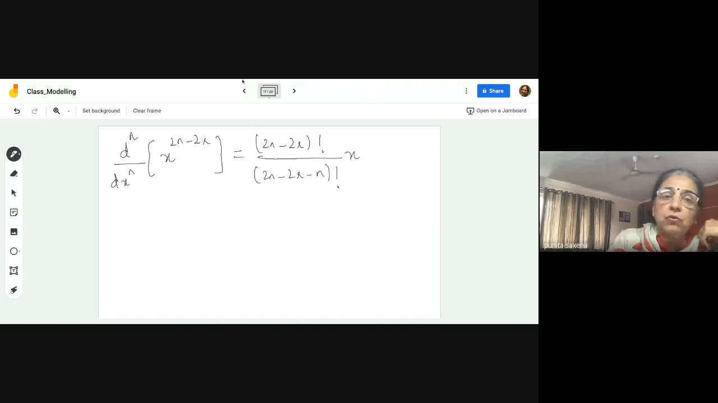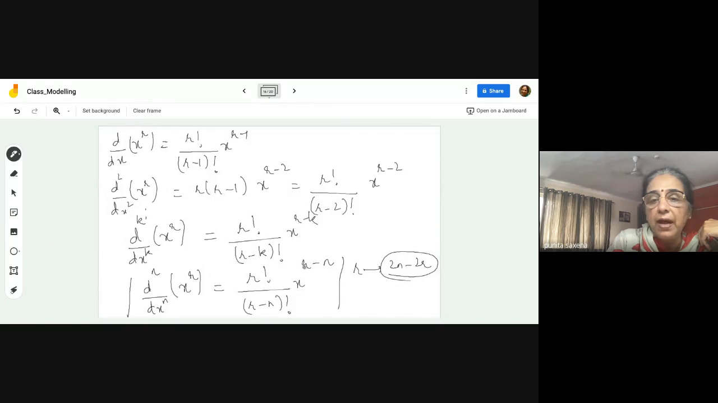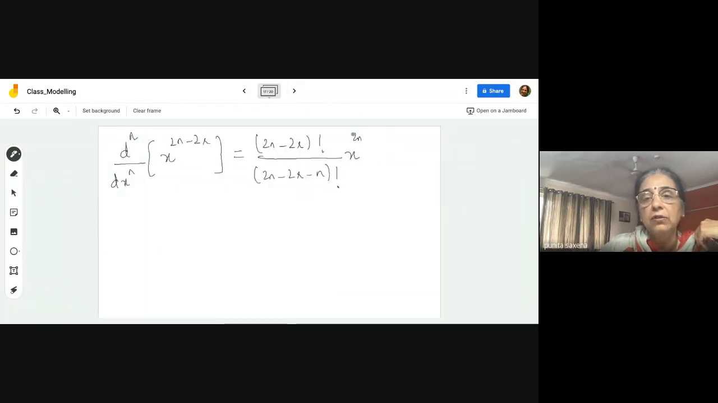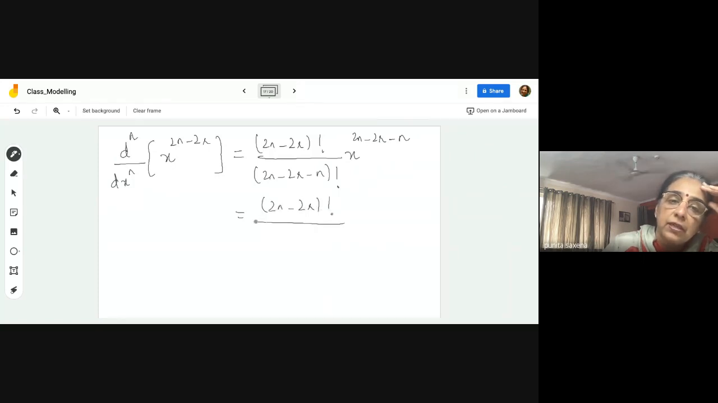into, what is the next term? x to the power r minus n. But instead of r, what do we have? 2n minus 2r. So it will be x to the power 2n minus 2r minus n. Right? So what do you get? This is nothing but 2n minus 2r factorial upon, what does it become? 2n minus n, that is n minus 2r factorial, into x to the power n minus 2r. This is what we get.